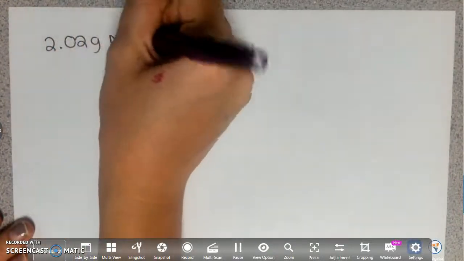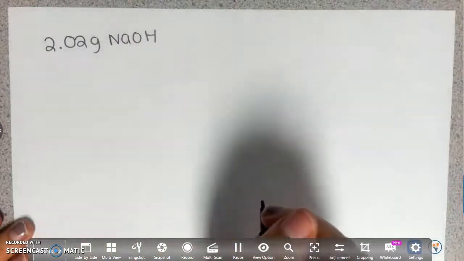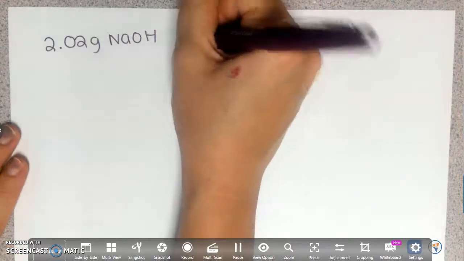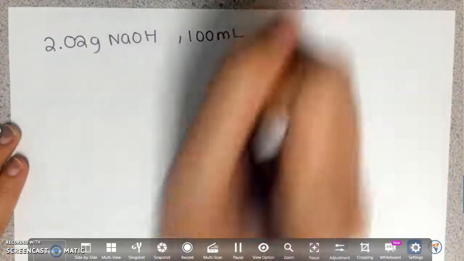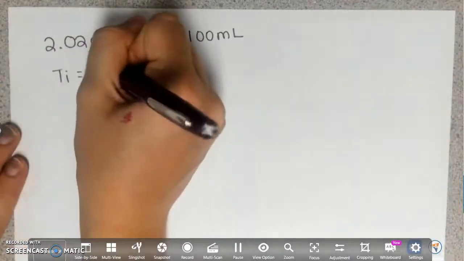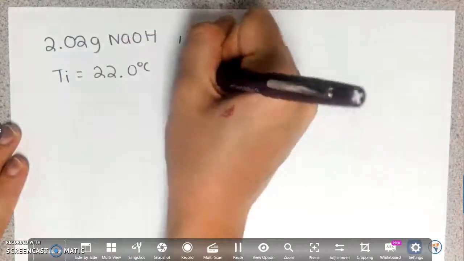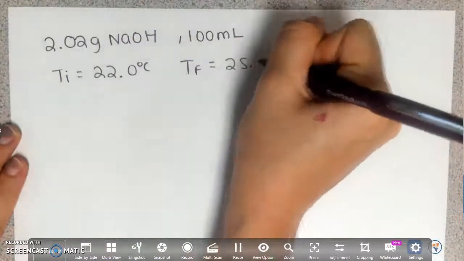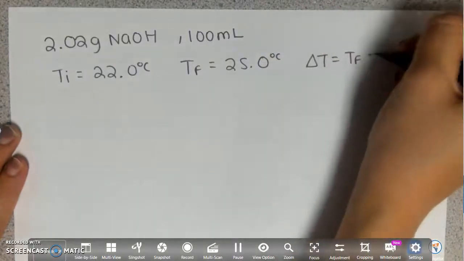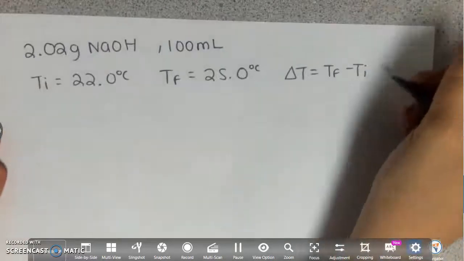So you're supposed to get about 2 grams of NaOH. I'm going to say I got 2.02 grams of NaOH. And then you added it to 100 milliliters of water, and you should have recorded a temperature change. Initial temperature, I'm going to say mine was 22 degrees Celsius. My final temperature was 25 degrees Celsius. Again, I'm making these numbers up. So my change in temp, TF minus TI, would be 3 degrees.